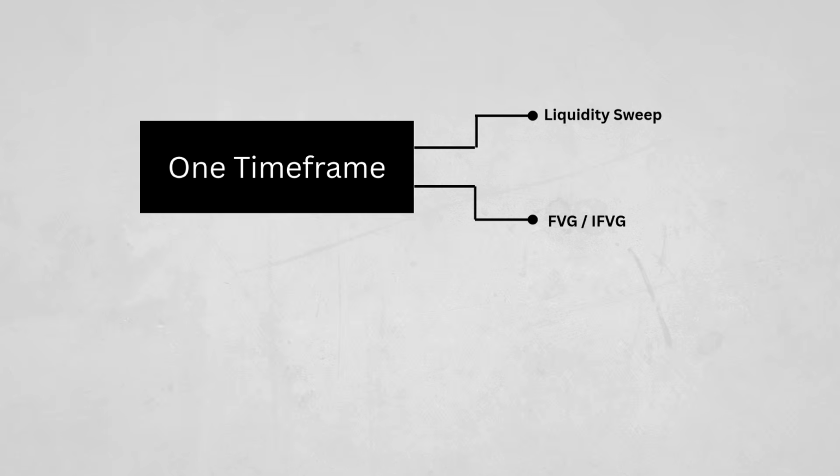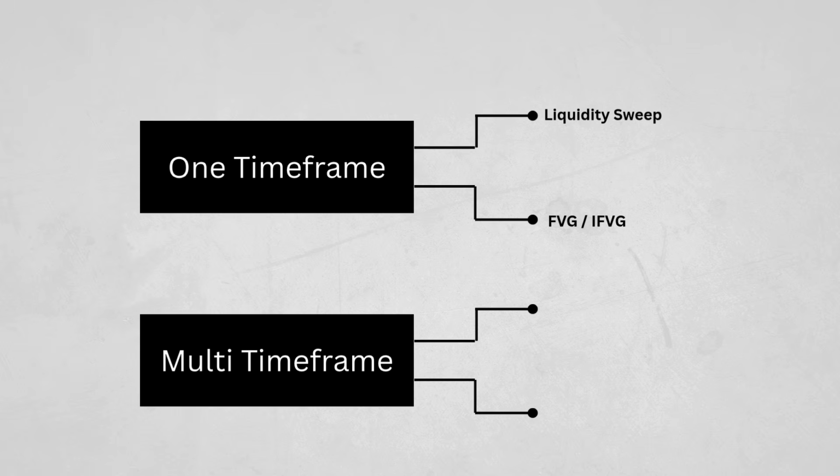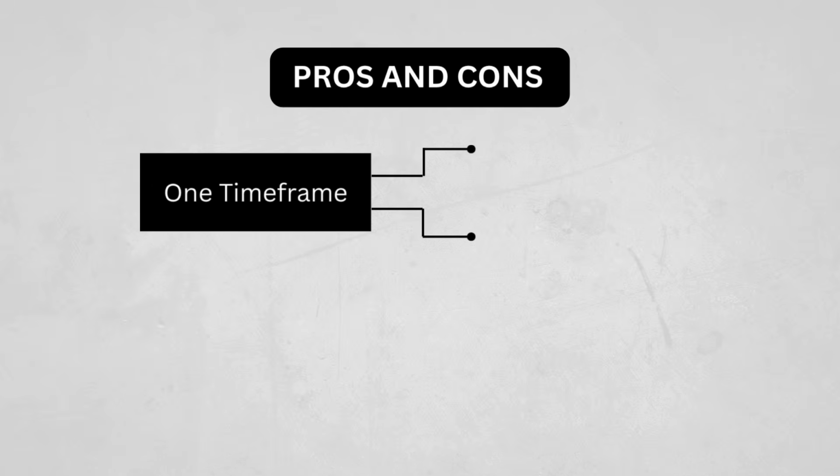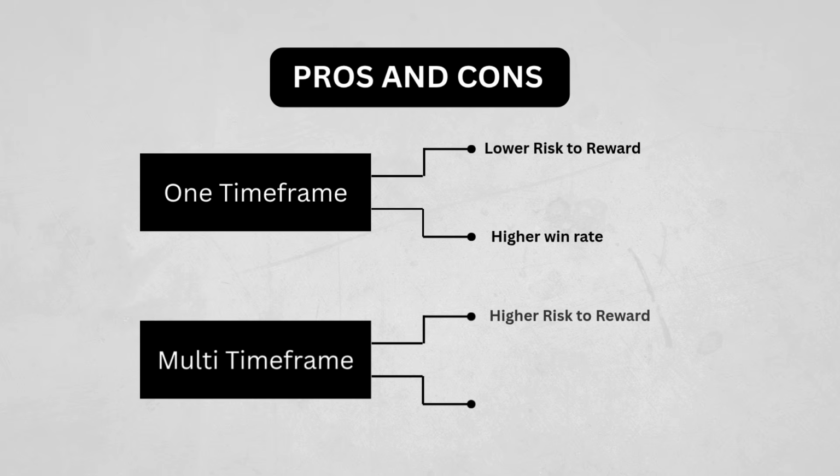The second way is by using multiple time frames. So I first look for a liquidity sweep in the higher time frame, then drop down to a lower time frame to look for my fair value gap. Both of them have their pros and cons. The single time frame approach might give you a lower risk to reward, but it usually comes with a higher win rate. On the other hand, the multiple time frame approach can give you a higher risk to reward, but sometimes price might stop you out before eventually moving in your direction. So really, it all depends on you and how you want to trade it.